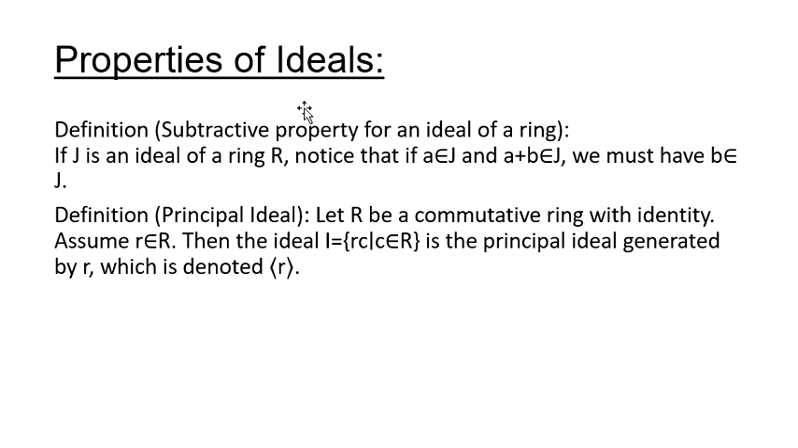Properties of ideals. Subtractive property for the ideal of a ring. If J is an ideal of a ring R, if a is an element of J, and a plus b is an element of J, we must have b as an element of J as well. A principal ideal. Let R be a commutative ring with identity, and lowercase r an element of uppercase R. Then the ideal I equals rc for every c in R is the principal ideal generated by lowercase r.